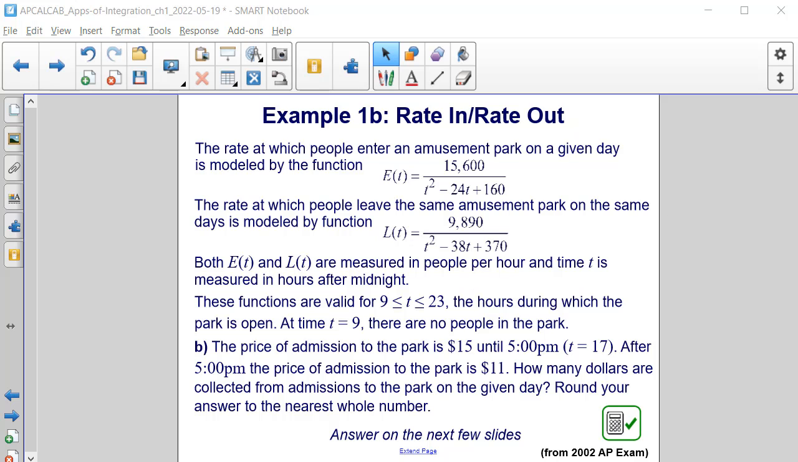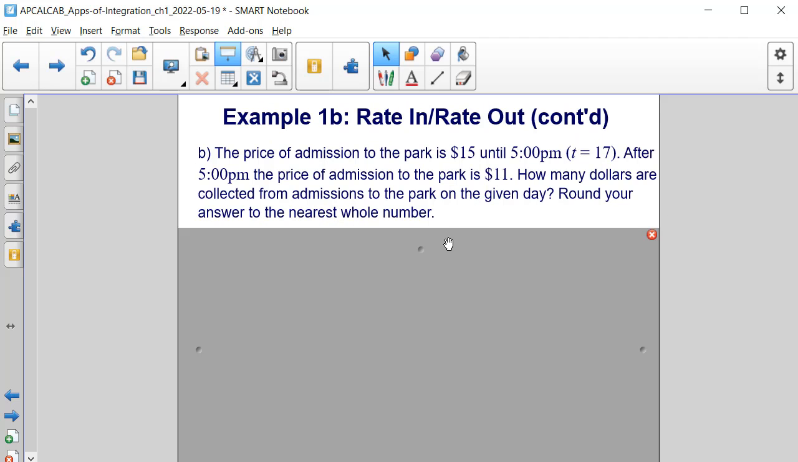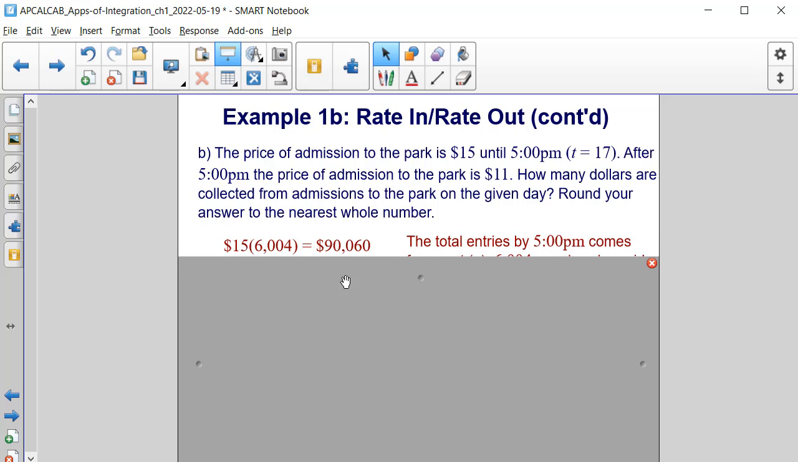Let's get started. The first step in solving this problem is going to be to use the information that we solved for in the first part of this question, which is the total admission up until 5 p.m. Well, that was 6,004 people, and the admission price for all of those people was $15. So we can determine how much money was collected by multiplying $15 times 6,004, and that ends up equaling $90,060.